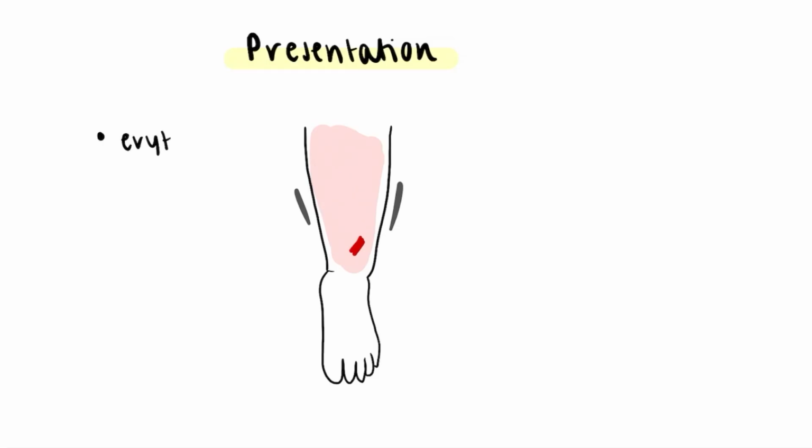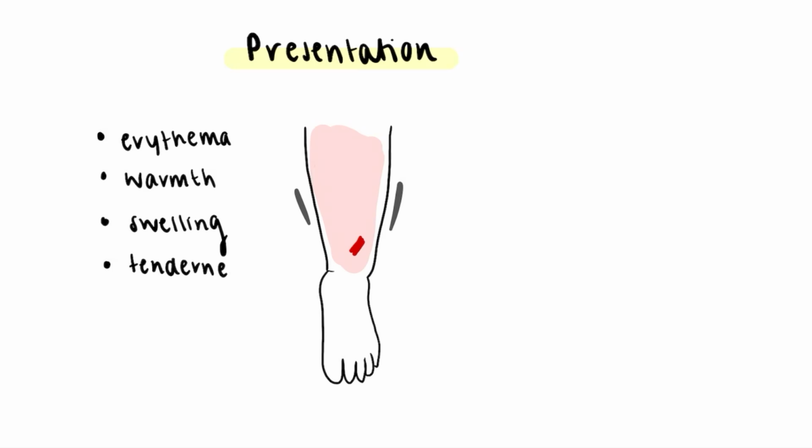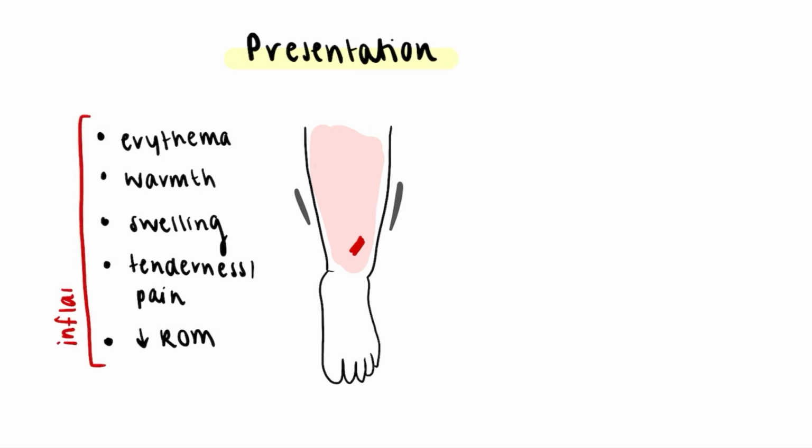Presentation. Cellulitis typically presents as erythema, warmth, swelling, tenderness, and possibly reduced movement in the affected area. Now, these characteristics may sound familiar because they are present in a variety of different medical conditions. They are the cardinal signs of inflammation and are not specific to cellulitis. It is important to remember that inflammation does not always equal infection. This is often forgotten in clinical practice, and cellulitis is often misdiagnosed.